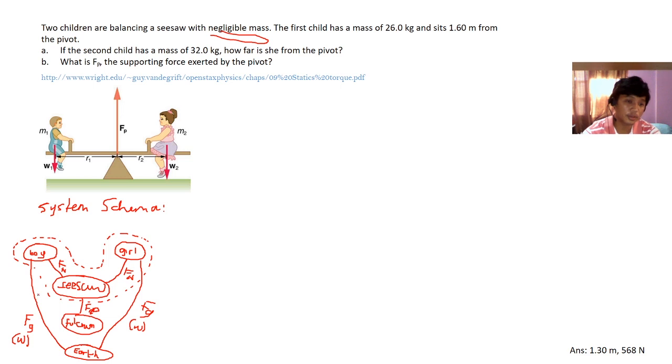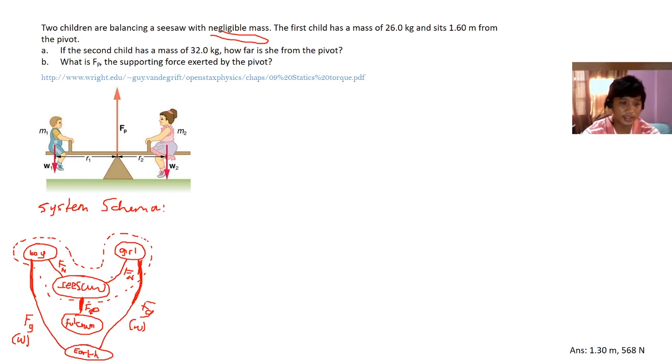And what those forces are, they are the ones that extend outward away from the dashed lines. As you can see, this right here is an external force because it goes beyond the dashed line. And the FP is also an external force acting on our boy seesaw girl system because it extends away from the dashed line. And also the weight of the girl extends beyond the dashed line, so it is an external force acting on our boy girl seesaw system.